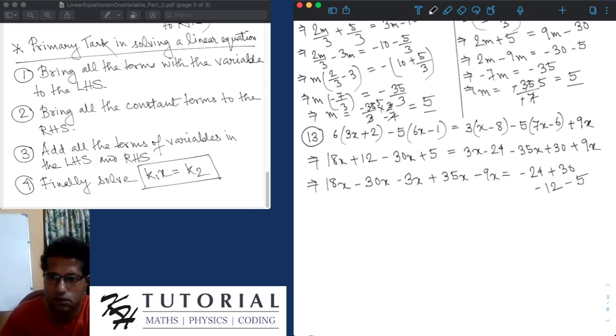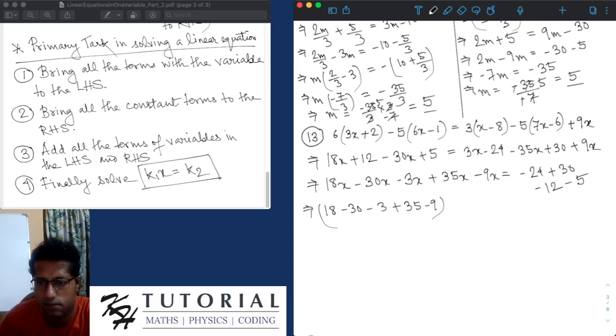Okay. Now if I add up all the variable terms and add up all the constant terms, I get 18 minus 30 minus 3 plus 35 minus 9 x equals, how much is the RHS? Minus 24 plus 30 is plus 6, 6 minus 12 is minus 6, and minus 6 minus 5 is minus 11.